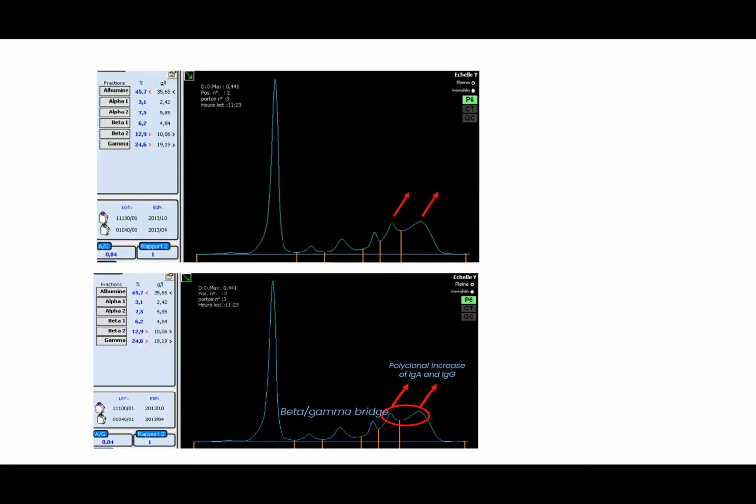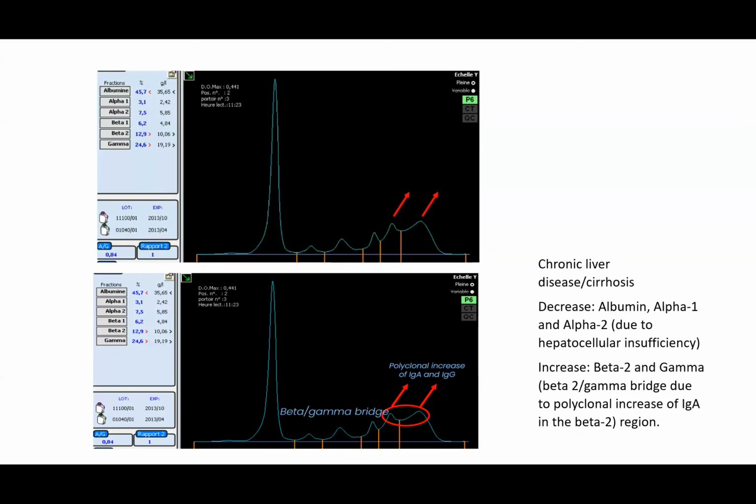It's very wide. It's not sharp peaked, it's quite wide. And you can see it is also associated with an increase in the beta 2 band. And that's what you see in chronic liver disease and cirrhosis.